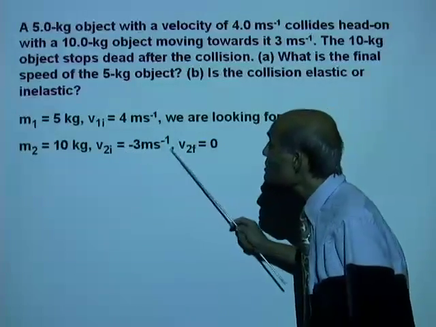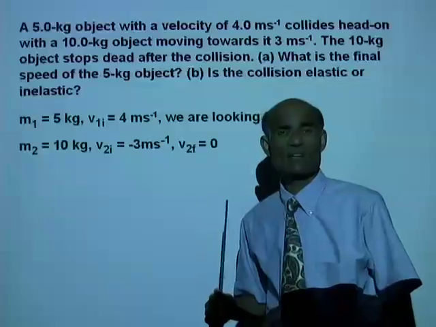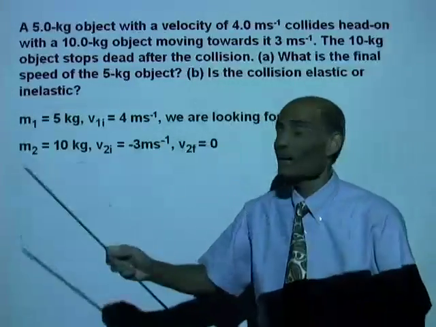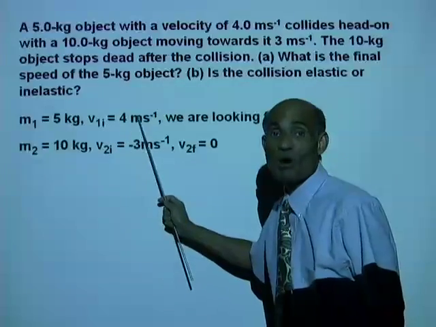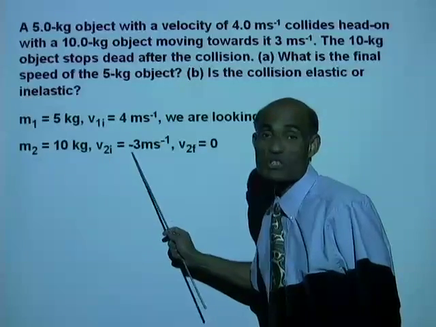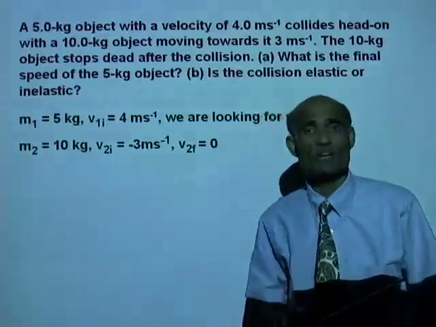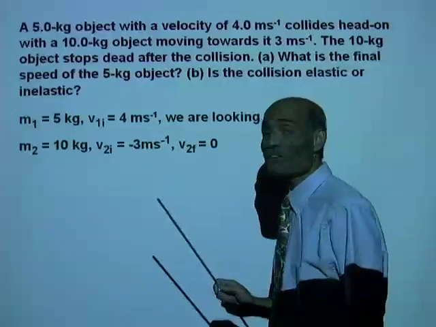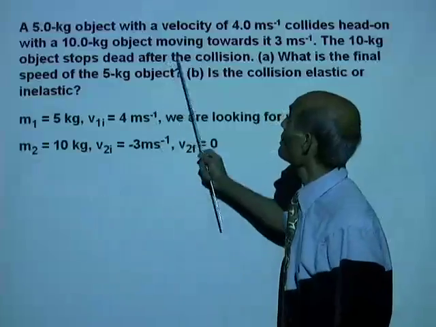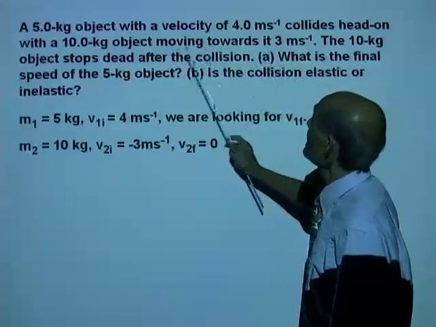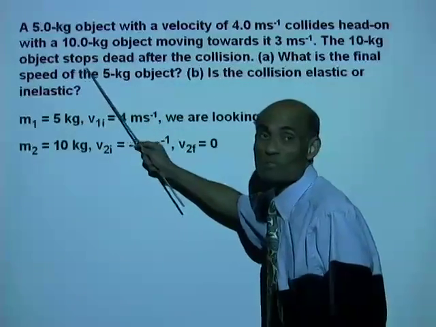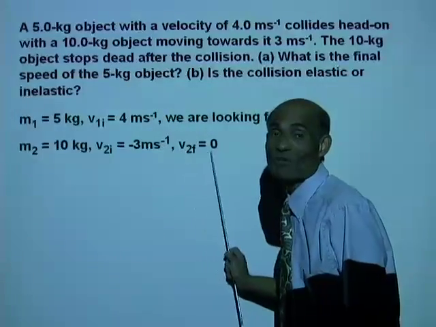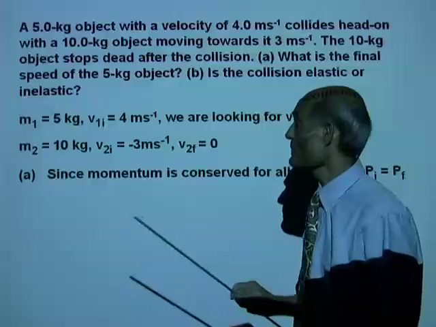V2I is negative 3 meters per second. Why? Because they are moving against each other. If V1I is positive, V2I is negative. It's very important to consider the sign. And V2F is 0. Why? Because after they collide, the 10 kilogram object stopped dead. That's the second object. Its final velocity is 0.